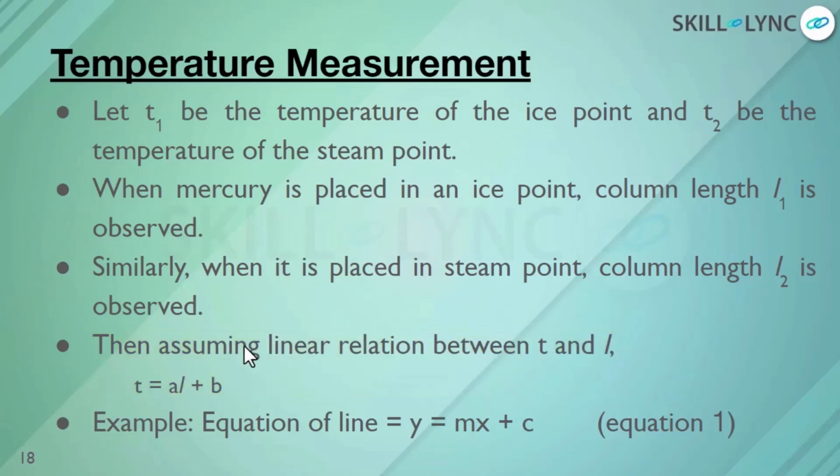Thus, from mathematics, we already know that if there is a linear relation, then the equation is y = mx + c. This is the equation of a line, and we are going to inherit this equation here also. Thus, T = AL + B, where T is the temperature, L is the length of the mercury column, and A and B are constants. Referring to the mathematical equation, A is equal to m, the slope, and B is a constant. Let's call this equation 1.